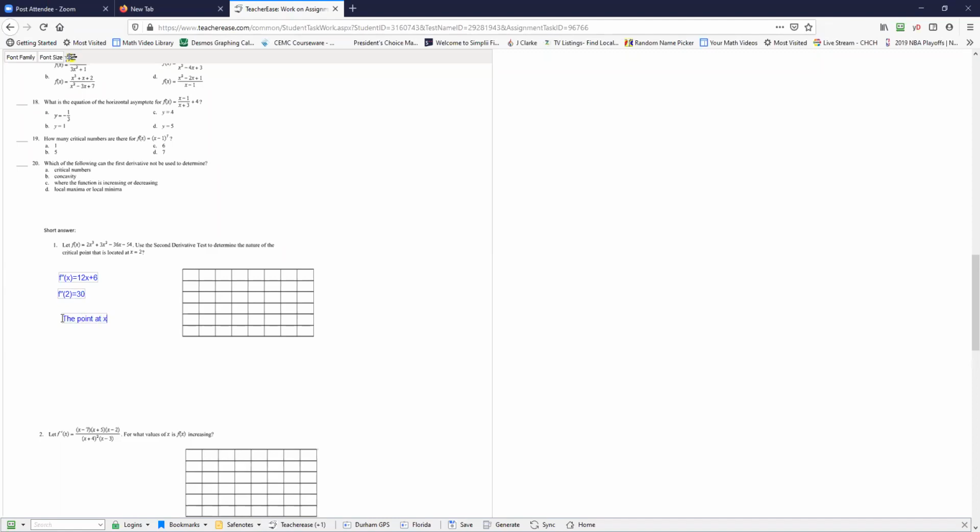At x equals 2. Oh, sorry, Mr. Kamek, I had a few questions for this one. So when you plug in 2 into your second derivative and it becomes positive, why is it that we have a minimum and not a maximum?